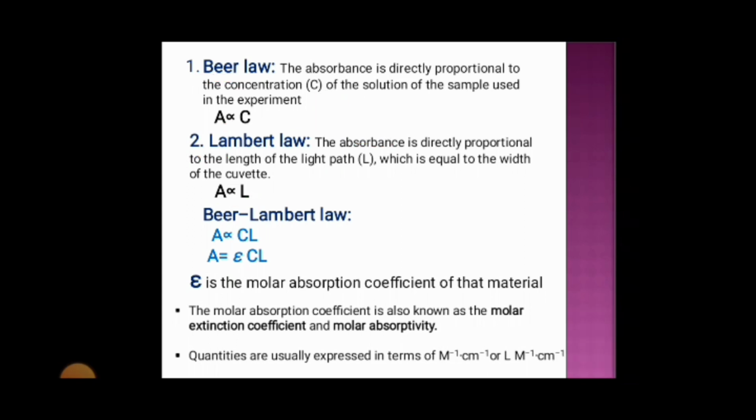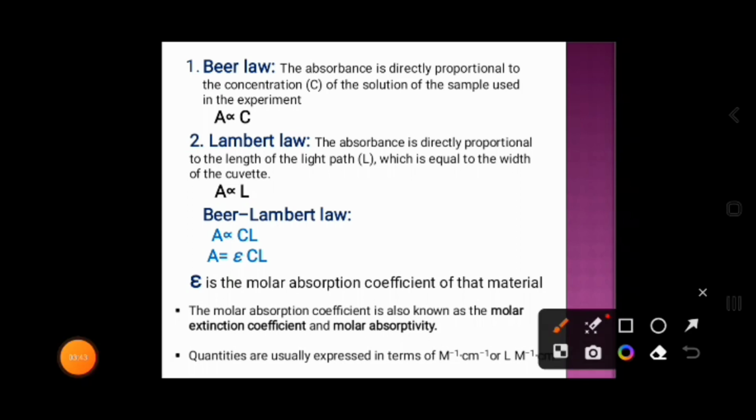Now by combining these two, A is proportional to C into L, that is, concentration times length. When you omit the proportional sign and add the equal sign, a constant is always required. Here the constant is epsilon, which is known as the molar absorption coefficient of that material. It may also be known as the molar extinction coefficient or molar absorptivity. And this molar absorption coefficient is expressed in terms of mole inverse cm inverse or liter mole inverse cm inverse.